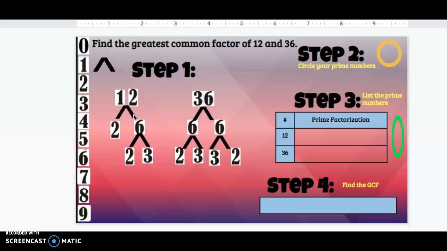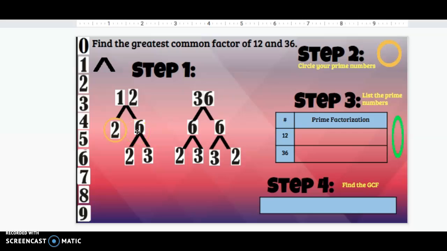The next few slides after this, you will not have it pre-started, where you're going to have to do it. So you need to be paying attention to this video if you are lost or don't understand something. For instance, 12. I broke it down into 2 and 6. 2 is a prime number, so I'm going to do my step 2, where I make my prime numbers and circle them. I'm going to click and drag my circle over my 2 because I'm going to make it an apple. Since I'm making it an apple, that means I'm not breaking it down anymore.